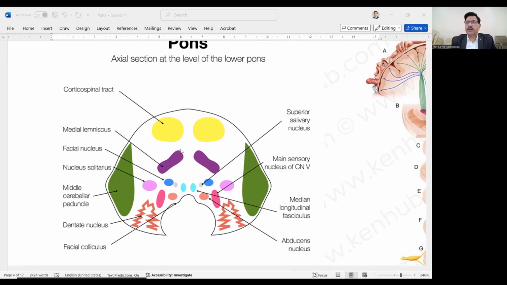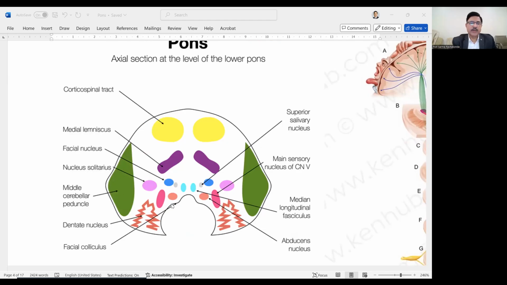One at the superior colliculus, one at the inferior colliculus. Today I am showing the pons in three sections. So what is the most ventral part? Corticospinal tract. And this is the medial lemniscus, there as usual. The medial lemniscus and the facial nucleus is there, and nucleus solitarius is there, and then middle cerebellar peduncle. There is no superior cerebellar peduncle there.